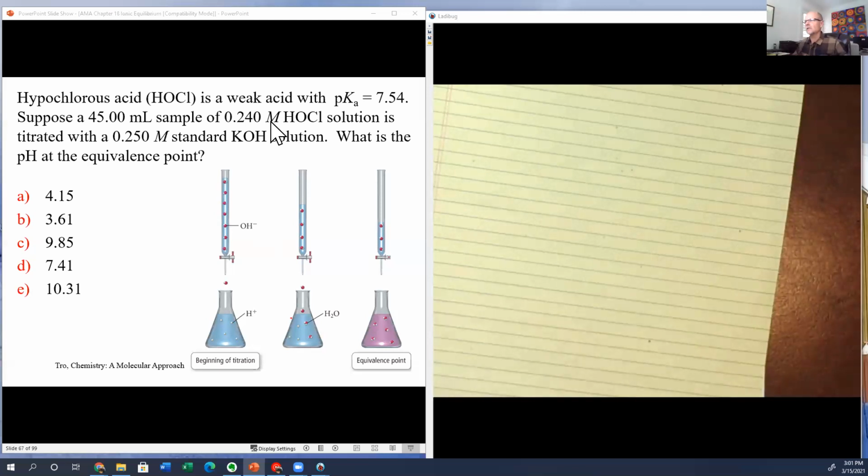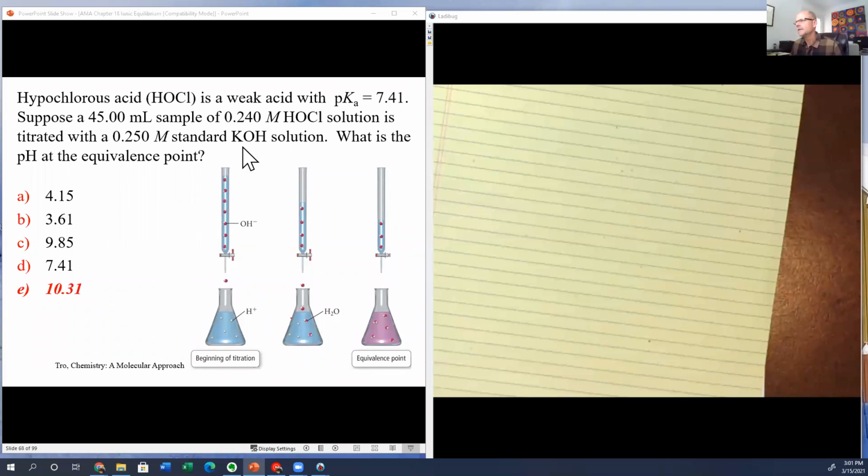Correct. But on the exam, each question will be separate. There might be one question on how to find the initial pH. There might be one question on how to find the pH at the equivalence point. There might be a question on how to find the pH halfway to the equivalence point, right? There won't be just one question that asks you to find an entire titration curve, right? Oh, okay. Okay, good. So the right answer was E, by the way.